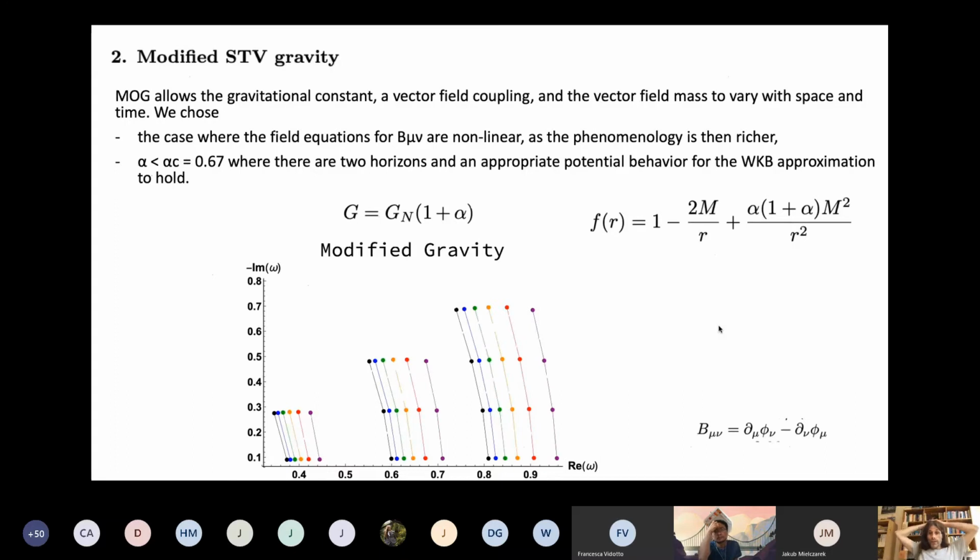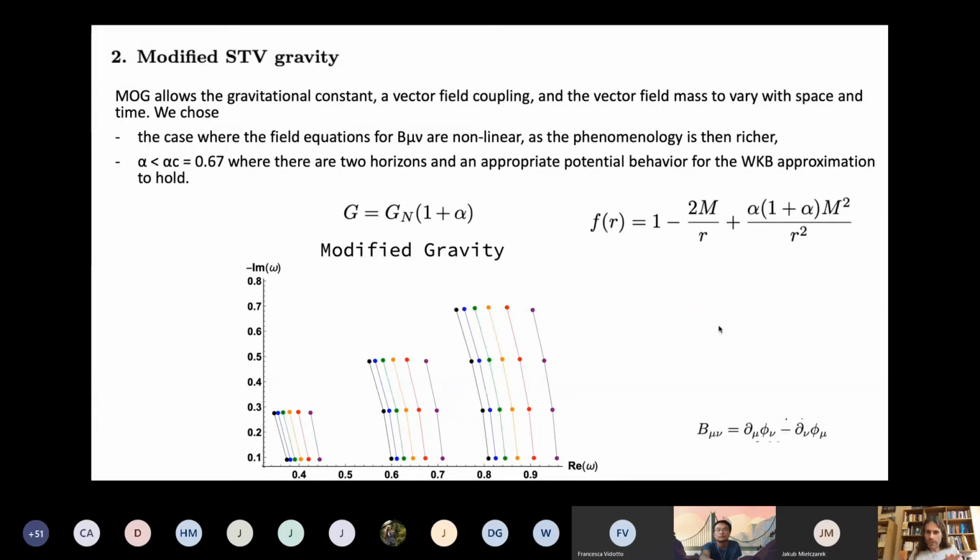For modified STVG gravity, we allow the gravitational constant, a vector field coupling, and the vector field mass to vary with space and time. The idea was basically to try to explain the rotation curves of galaxies without dark matter. We know that this theory is now under pressure for several reasons that we have probably all heard about, but it is still being considered and studied, and we have tried to figure out what it leads to for quasi-normal modes.